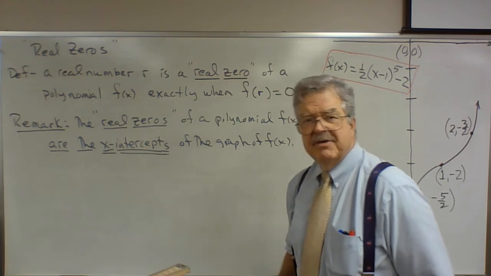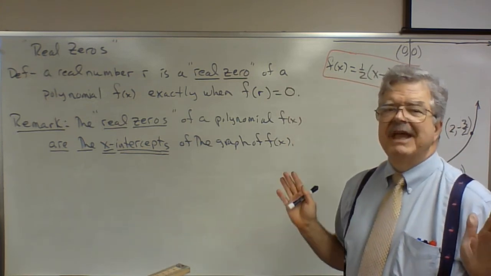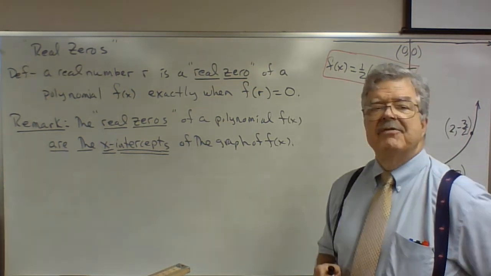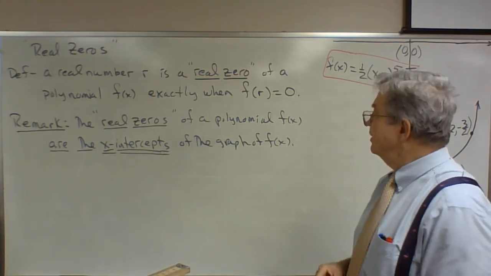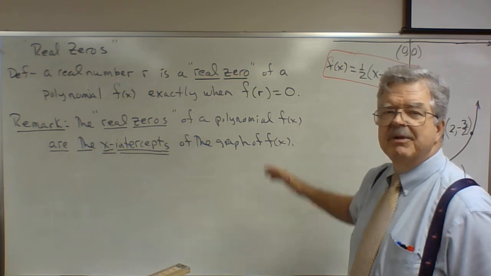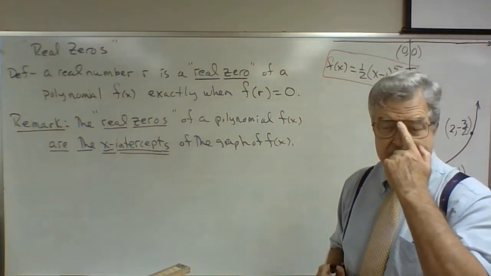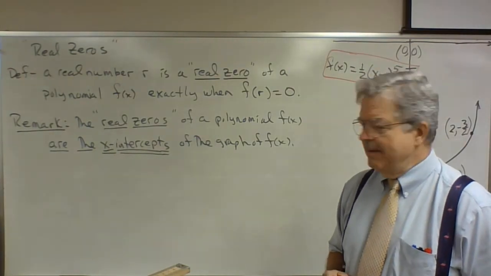The real zeros of a polynomial are exactly the same thing as the x-intercepts. So if we find the real zeros of a polynomial, we're going to know exactly where the graph of that polynomial crosses the x-axis or hits the x-axis. Now, let's do an example.